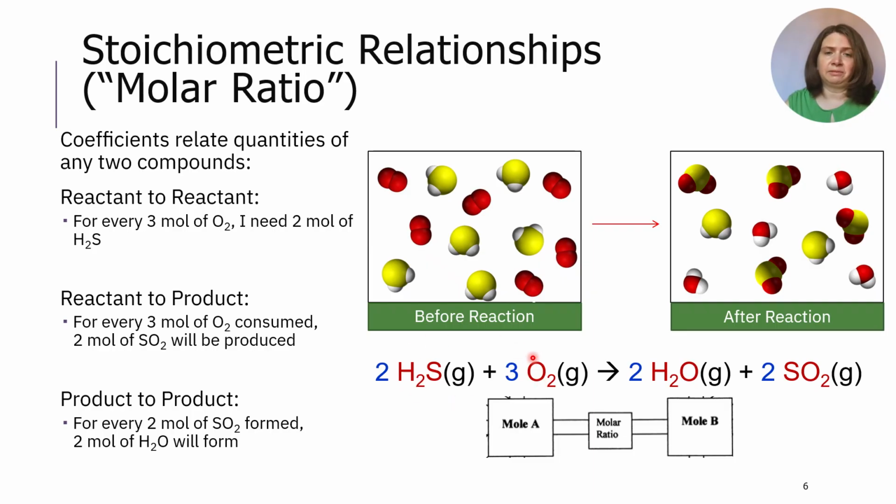3 moles of O2 produces 2 moles of SO2. And for every 2 moles of SO2 that are formed, there are 2 moles of H2O formed. Every stoichiometry calculation begins by selecting an appropriate molar ratio from the balanced chemical equation.